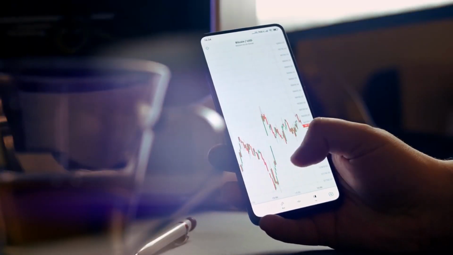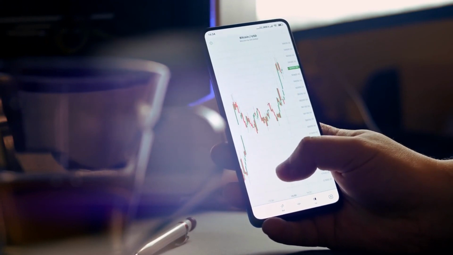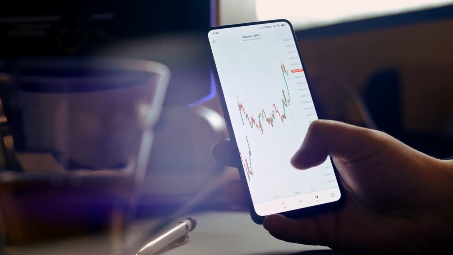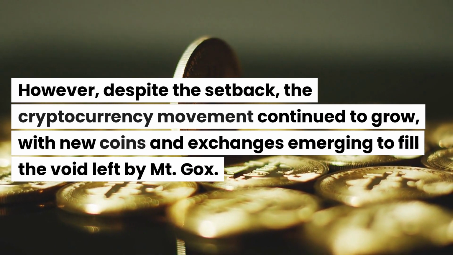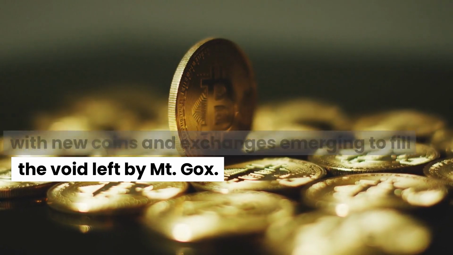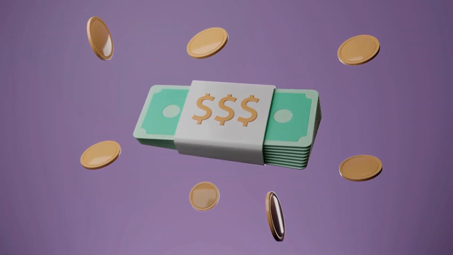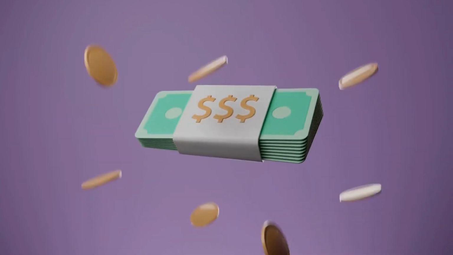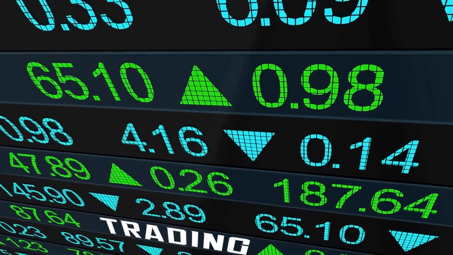Many early Bitcoin investors saw their holdings lose significant value, leading to a period of uncertainty and doubt about the future of Bitcoin. However, despite the setback, the cryptocurrency movement continued to grow, with new coins and exchanges emerging to fill the void left by Mt. Gox. Bitcoin's underlying technology, the blockchain, also began to gain attention from businesses and governments as a way to streamline transactions and improve security.